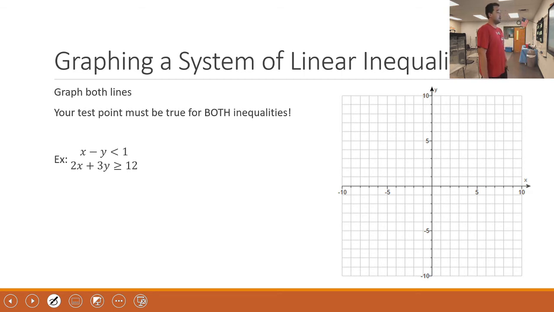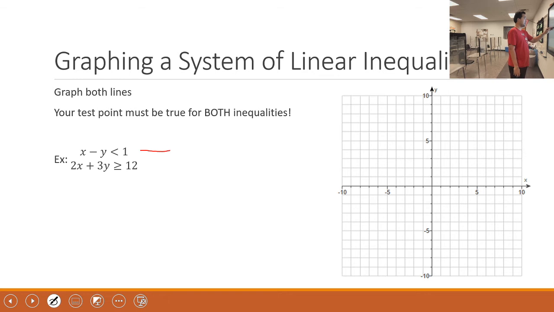System of linear inequality. So this is kind of the main idea. This is everything that we're supposed to do, what the book wanted you to do by the end of this. So now we're just going to stick two lines on the same grid. And instead of just shading above or below, you've got to figure out which region of the coordinate grid that you're going to shade. So you're going to graph both lines. And only one of the areas is going to work, so you've got to figure out which area.